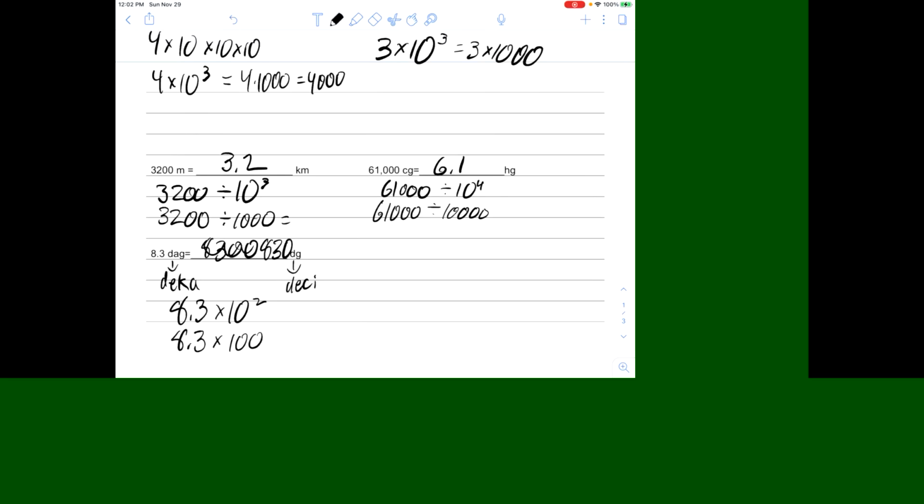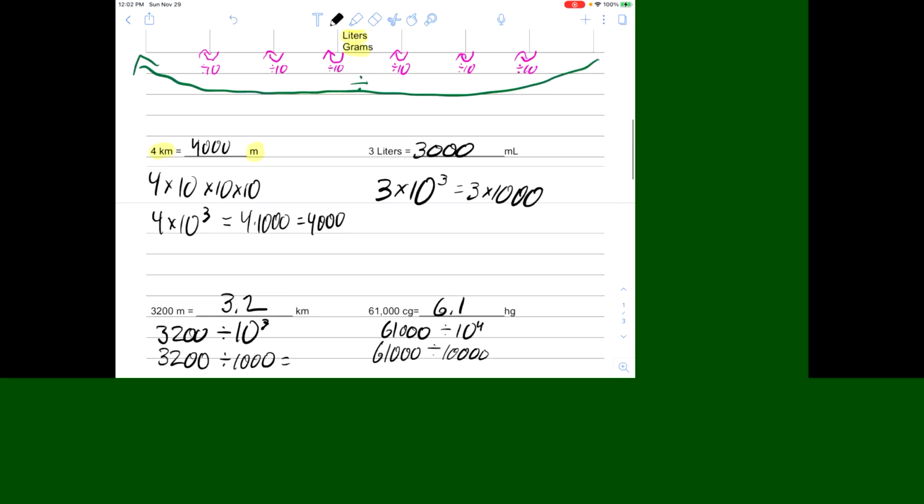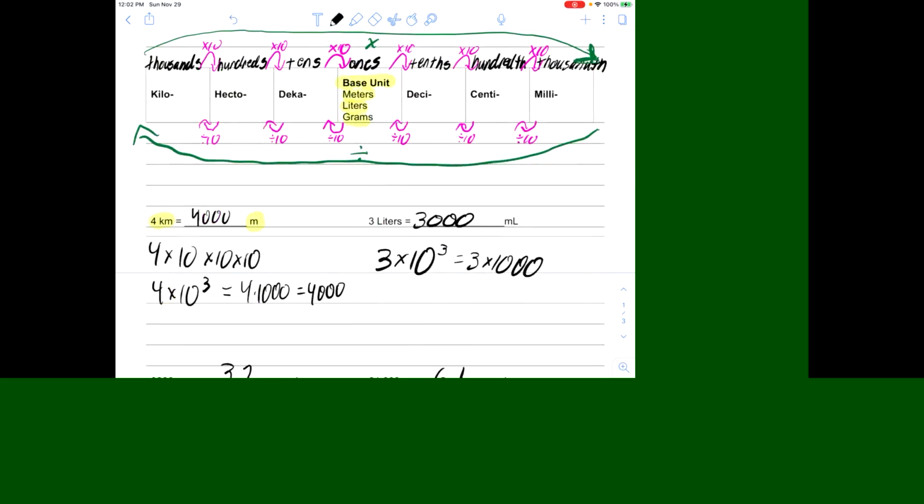Okay? Use your calculator to help you with those. Again, the most important is make sure you have a copy of this chart to help you with your problems and to help you with your quiz.